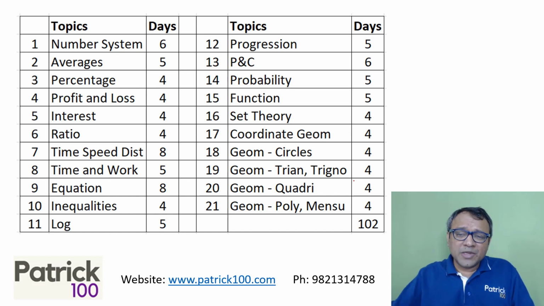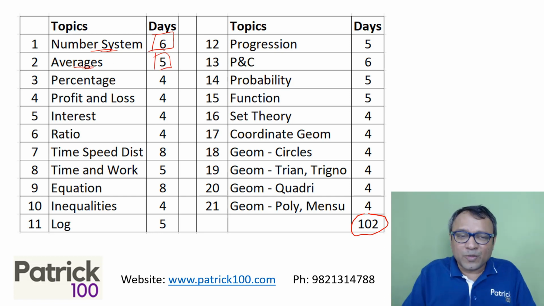Broadly speaking, 102 days can be broken up into these topics. So you have number system, averages, percentage. I've given a number of days per topic. For example, for number system, you have 6 days to prepare. Averages is 5 days. This is a tentative preparation. Normally, any topic you're weak at, you can give more time. Any topic you're comfortable with, you can give less time. You can accordingly modify the time that is required.